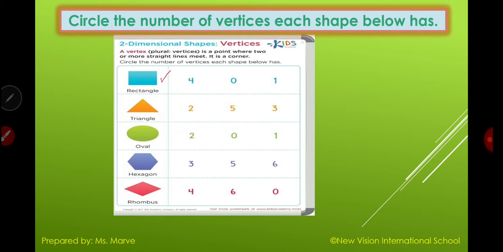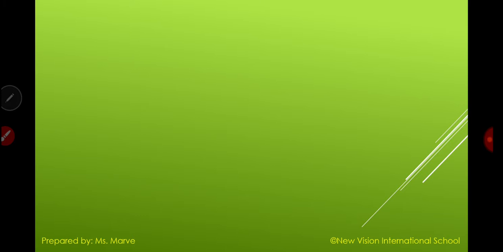Rectangle, how many do you think? Is it 4, 0, or 1? Very good, 4. How about the triangle? Does it have 2, 5, or 3? Good job, it's 3. How about the oval? Does it have 2, 0, or 1? Correct. It is 0. How about the hexagon? Does it have 3, 5, or 6? Great job. It's 6. How about the rhombus? Is it 4, 6, or 0? It's 4. Okay, very good. I think you really remember our lesson.